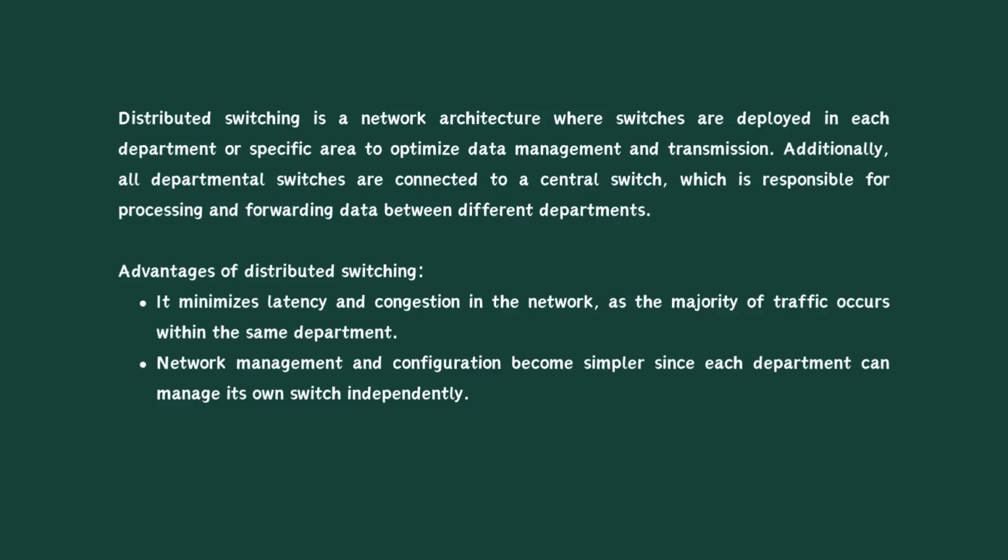Distributed switching is a network architecture where switches are deployed in each department or specific area to optimize data management and transmission. Additionally, all departmental switches are connected to a central switch, which is responsible for processing and forwarding data between different departments. Advantages of distributed switching.